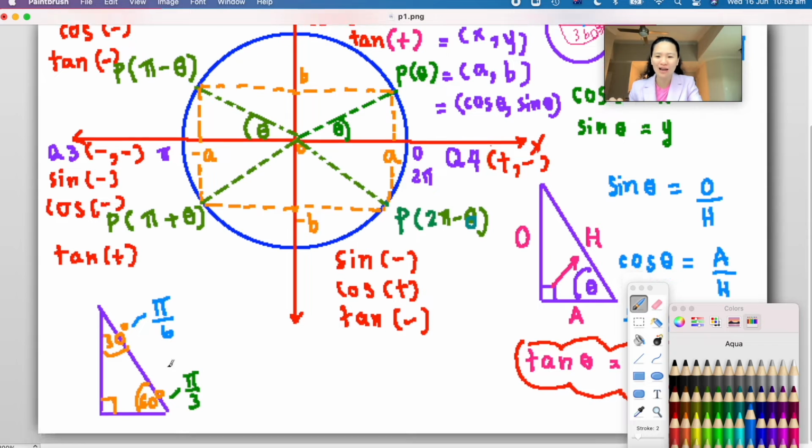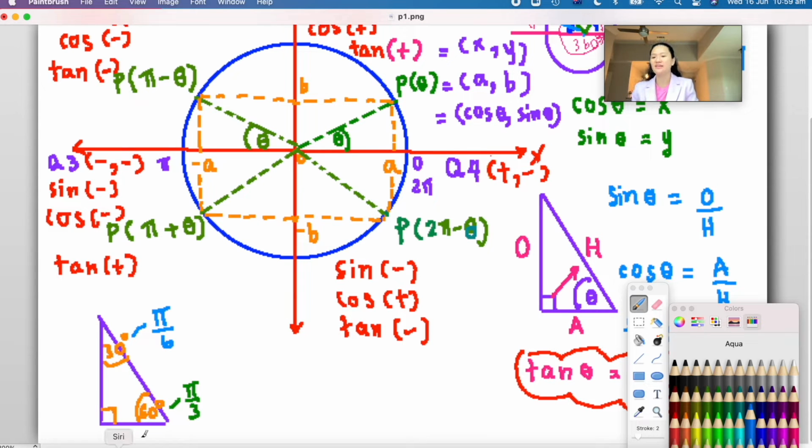But the main point that I would like to teach you: if you see something like this, you need to know that this side is 1 and another side is root 3, and the longest one equals 2. Okay, that makes sense. Let's see the next one.